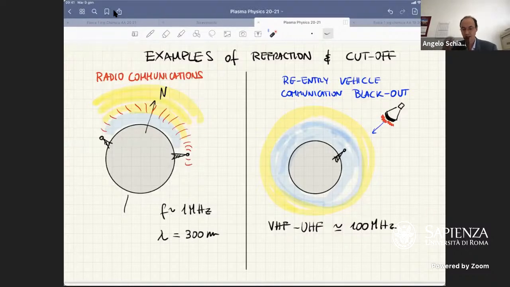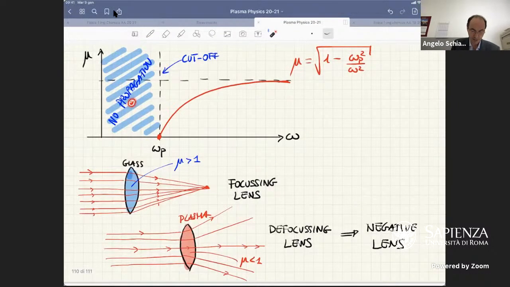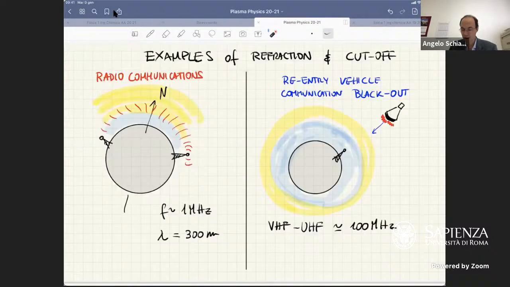In that case, we'll see that the plasma frequency is higher than the frequency we are using for communication. So we are below the cutoff, and in that region, neither communication from Earth to the vehicle, nor from the vehicle to Earth can go through the plasma layer that the vehicle generates in front of it.